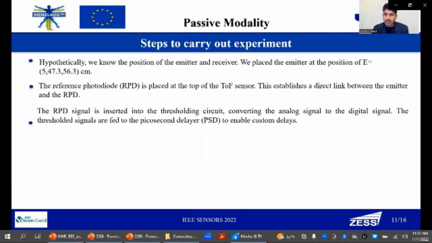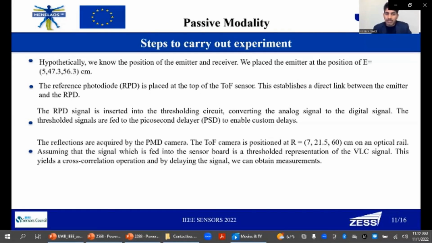In order to get the number of measurements, we enable the custom delays to obtain the different number of measurements. And the reflections are received by this PMD camera. The ToF camera is placed at one of the locations as specified here on the optical rail, assuming that our reference signal, which we feed for the synchronization, is basically a representation of the VLC signals. Once these signals are received from both ends, this PMD camera works as a cross correlator and performs a cross correlation operation, and by delaying the signal, we can obtain different numbers of measurements.